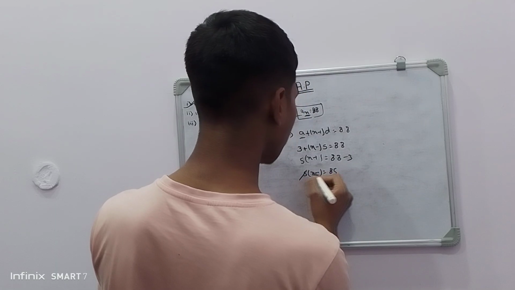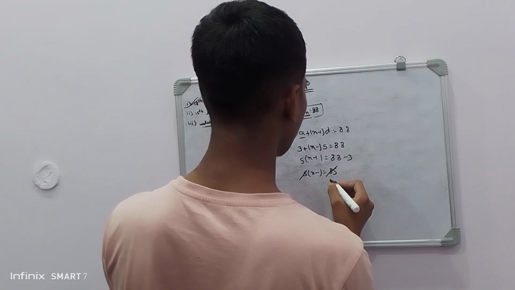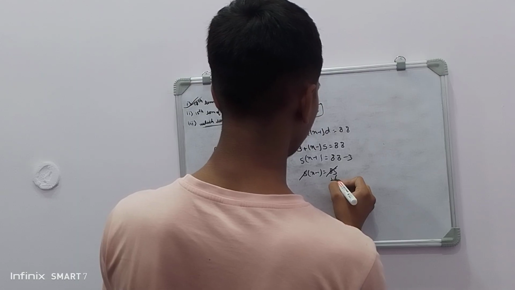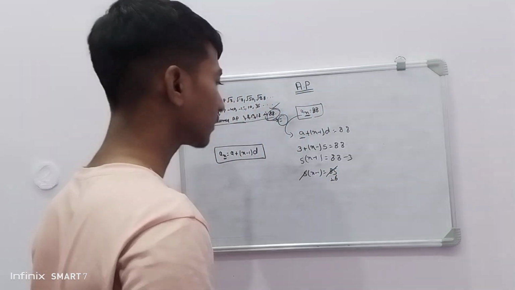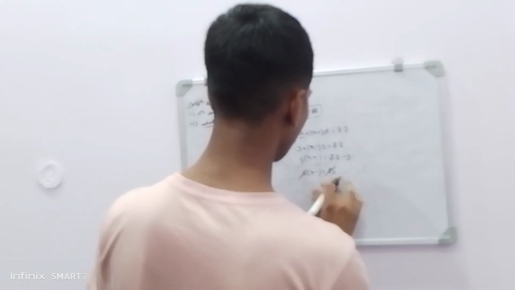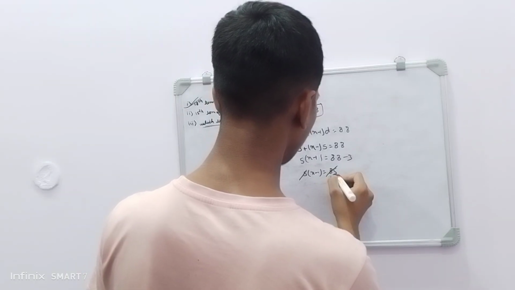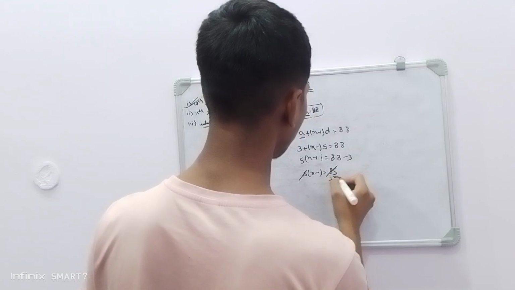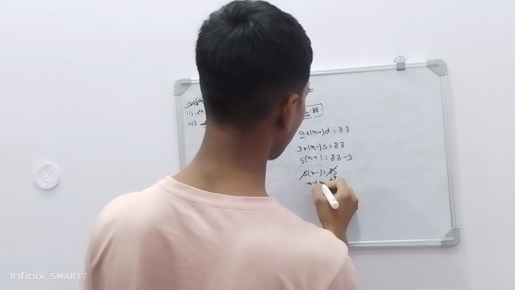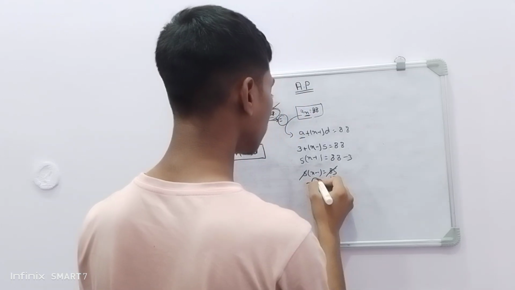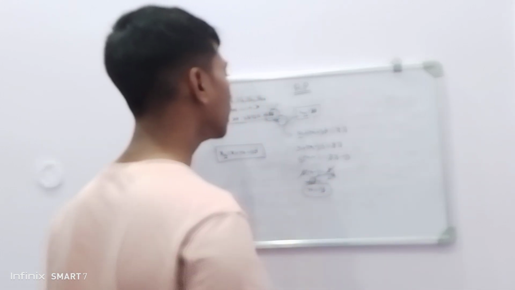So the 5 can be cancelled out: 5 into 1 and 5 into 17 is 85. So we get n minus 1 as 17. So n becomes 18, because 1 goes to the other side. So this is the answer.